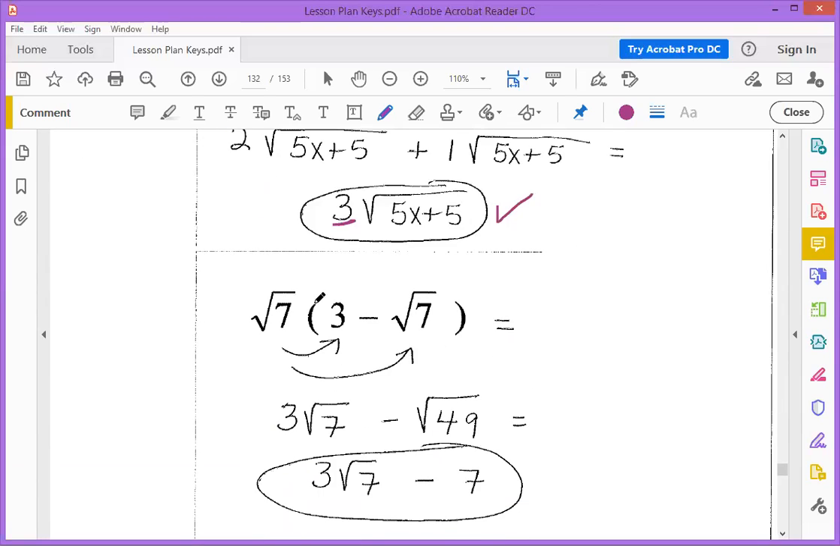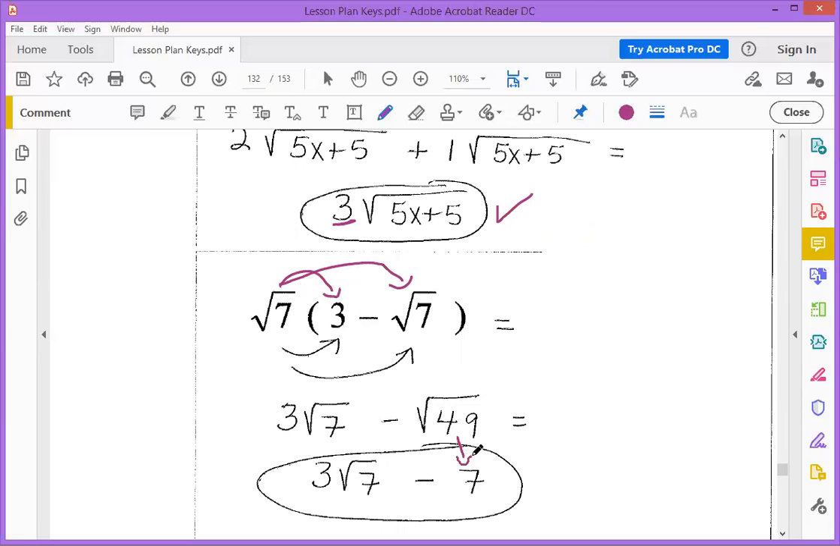Now in the next example, you'll see the square root of 7 outside parentheses. We have to distribute here. We've got to distribute the square root of 7 times 3. That gives us 3 square root 7. And then the square root of 7 times the square root of 7 with a minus here. So that will be minus square root of 7 times 7, or 49.